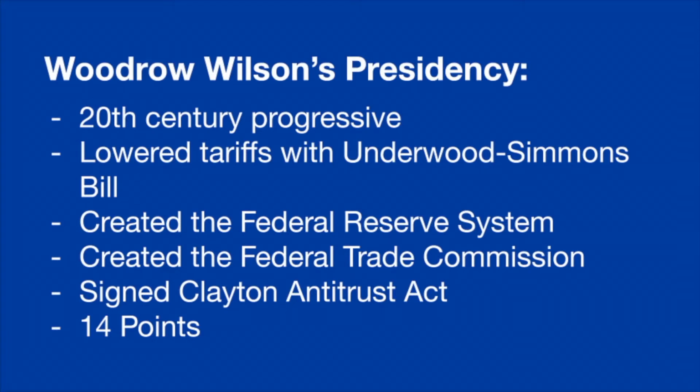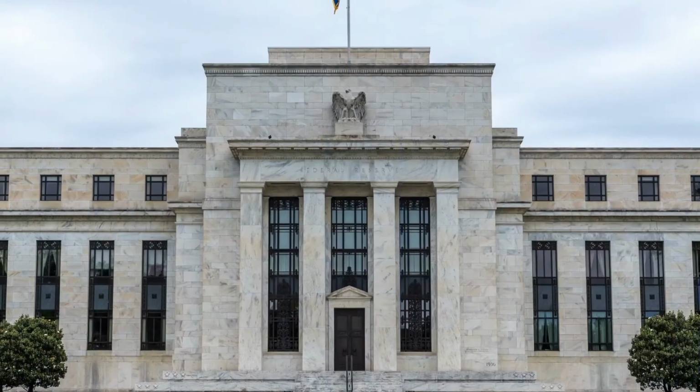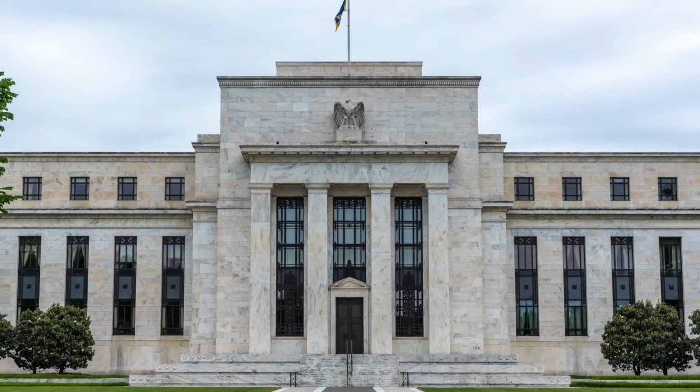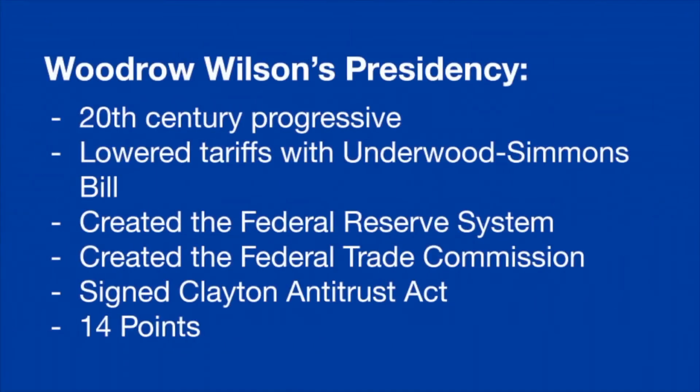He drastically lowered tariffs right away with the Underwood-Simmons tariff bill in 1913. Then he moved on to the domestic economy and financial regulation. He signed a bill into law that created the Federal Reserve System known as the Fed. It was made up of 12 regional banks and a central Federal Reserve Board in D.C. Members of this board would be appointed by Wilson, and we still have this system in place today.